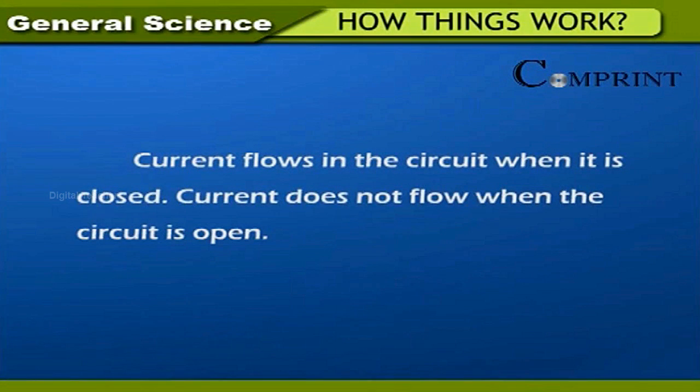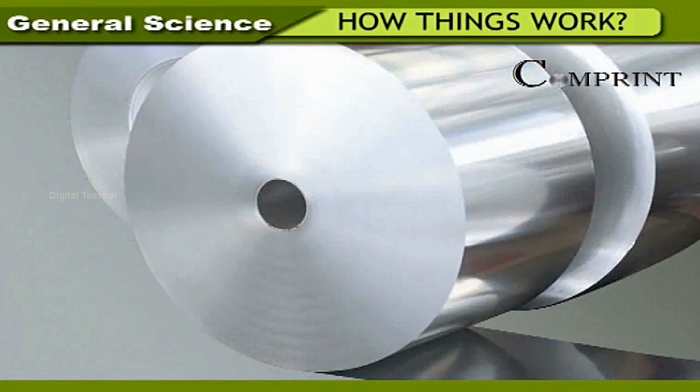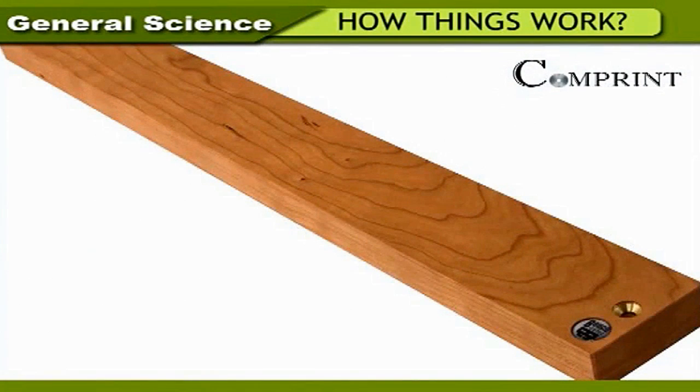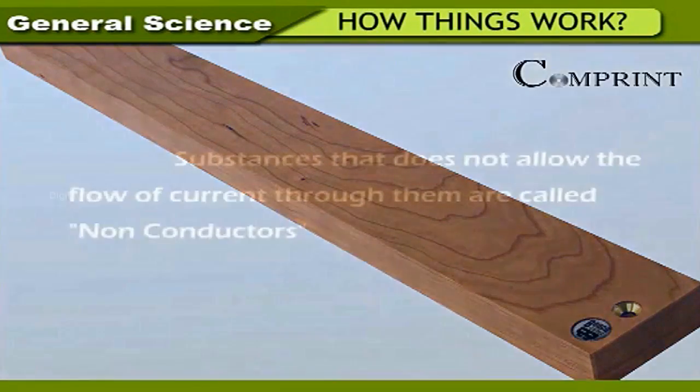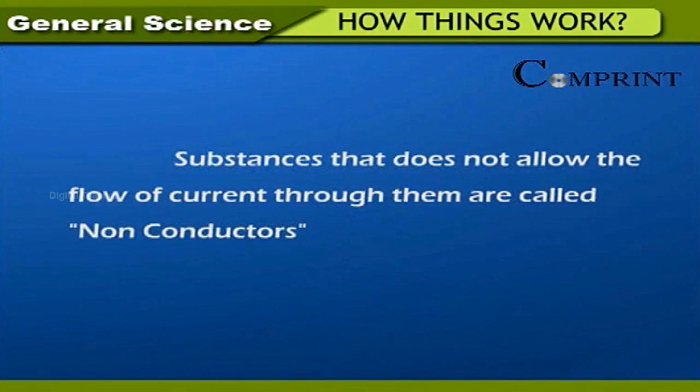Current flows in the circuit when it is closed. Current does not flow when the circuit is open. Metals like copper, aluminium, iron, etc. allow the flow of current. Substances that allow the flow of current through them are called conductors. Substances like thread, rubber band and wooden piece do not allow the flow of current through them. Substances that do not allow the flow of current through them are called non-conductors.